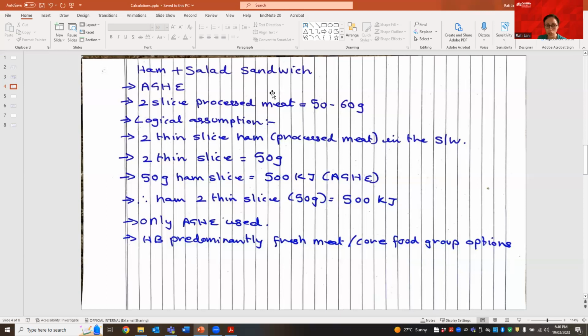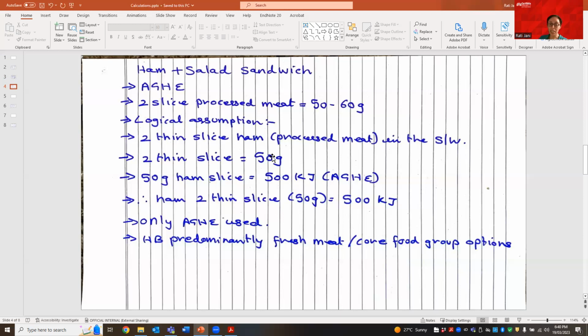Ham and salad sandwich. So yes, over here you have 2 thin slices of ham, which is your processed meat in the sandwich. When you look at the AGHG, as you know, it tells you that 2 slices of processed meat, which is something like ham, is 50 to 60 grams. I take this as 2 thin slices, and I make an assumption that my 2 thin slices is roughly 50 grams. You may go a little bit lower and say, no, this is 1 slice and I assumed it was 40 grams, which is completely fine. It's not going to make a drastic difference.